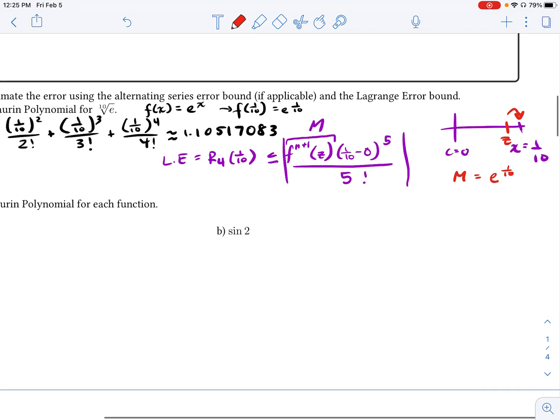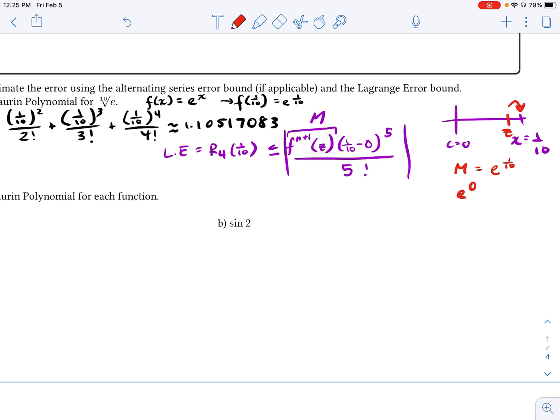So this is where we just kind of use some number sense. And I say, all right, well, e to the 0 power I know is equal to 1, and e to the 1 power is approximately 2.718, or the value of e. So if I'm trying to give an overestimate for e to the 1/10, it probably makes sense to use a number that's closer to 1 than it is to 2.718, right?